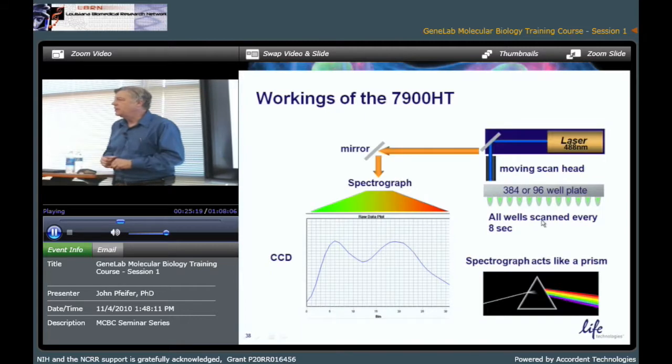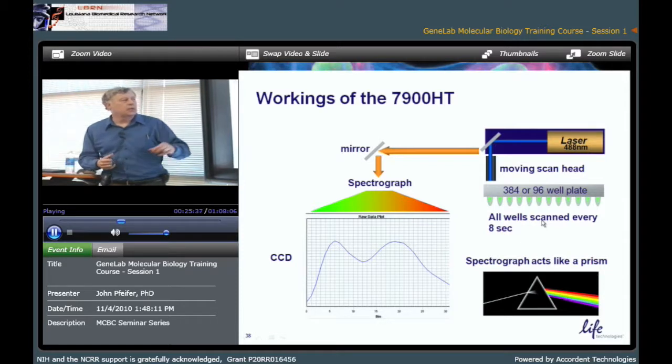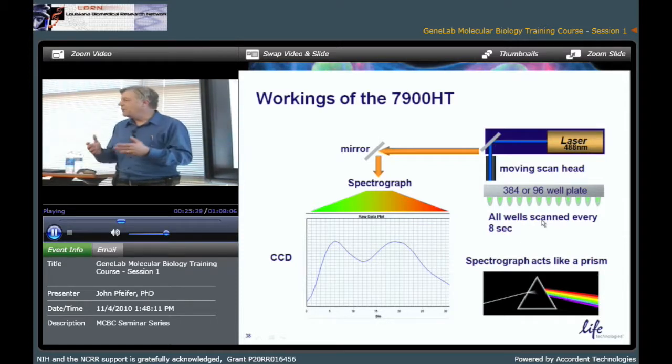The 7900, which is highly capable. We use a laser that emits light at 488 nanometers, which stimulates the entire either 96 or 384 well block that you have in there, so that the entire scan takes about 8 seconds per scan. The laser light stimulates the dyes.